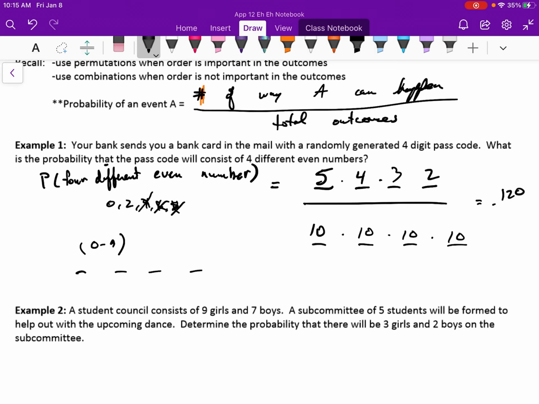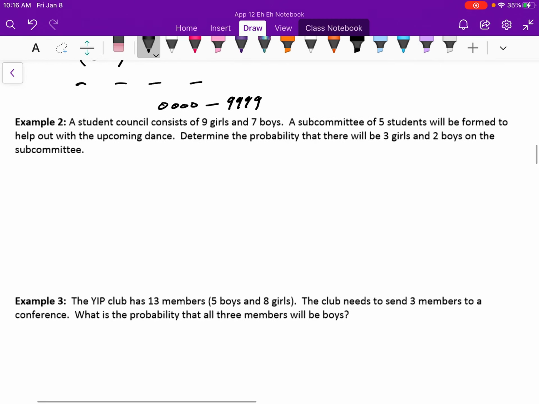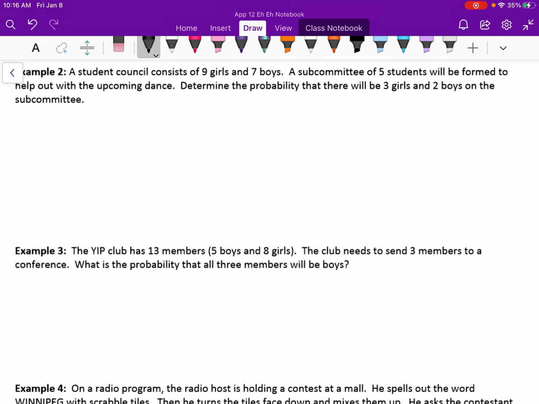So if I take out my calculator, this is going to be 120 possible different ways I can make a passcode of 4 different even digits, over 10 times 10 times 10 times 10, which is going to be 10,000. So that's the probability. And the bottom should be fairly intuitive. You can start at all zeros and end at all nines and all the digits in between, and there's going to be 10,000 different combinations of them. All right, let's move on.